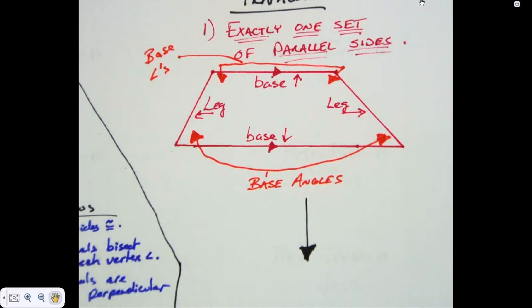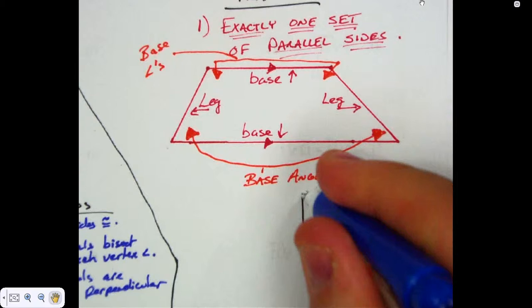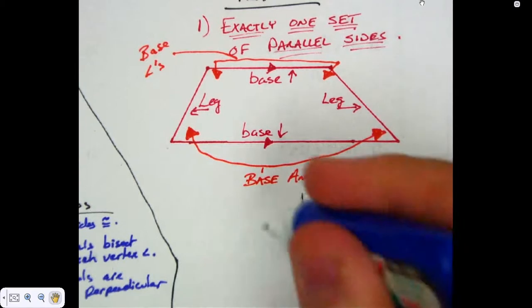What else do you think you can say about a trapezoid? In fact, I shouldn't have drawn that arrow. So don't draw that arrow. See if I can find some white out here. Maybe too cold.